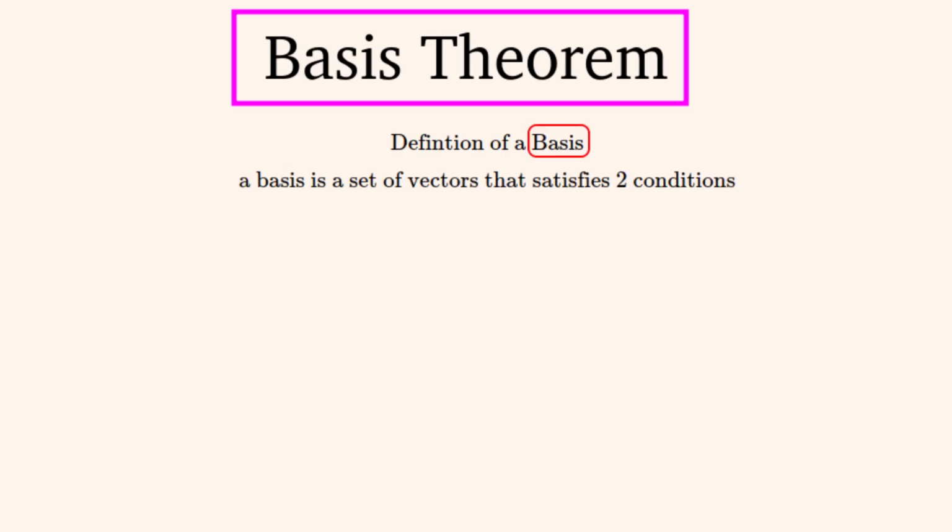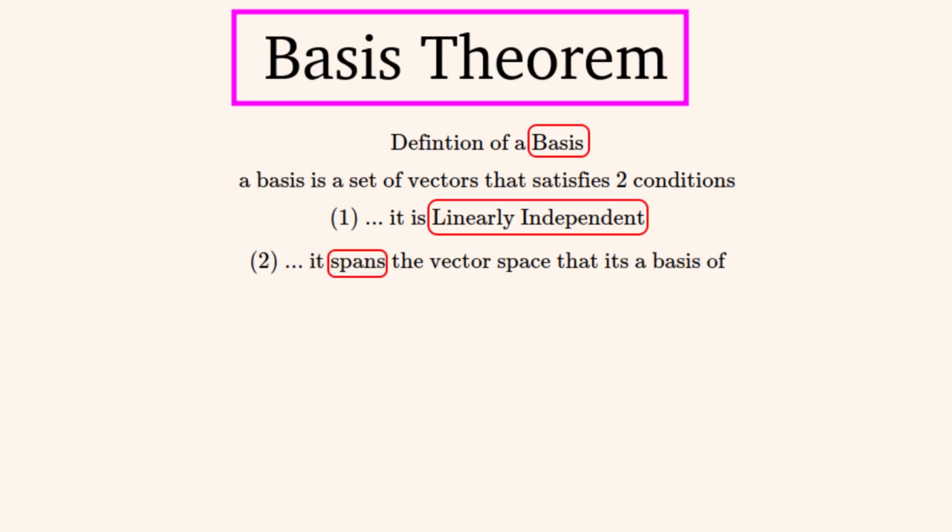So here's the definition of a basis. It must satisfy 2 conditions. It must be linearly independent, and it must span the vector space that it's a basis of. For example, if B is a basis of V, then B must span V. We could write it out like this, that V is the span of B, and B must be linearly independent. We could write it out like this as an abbreviation.